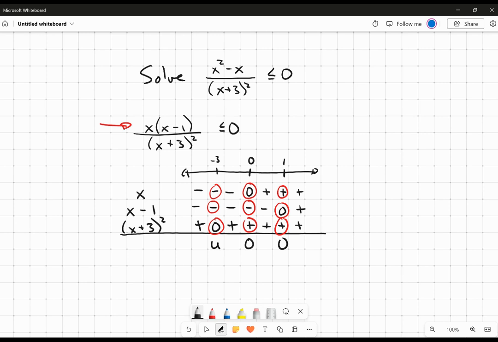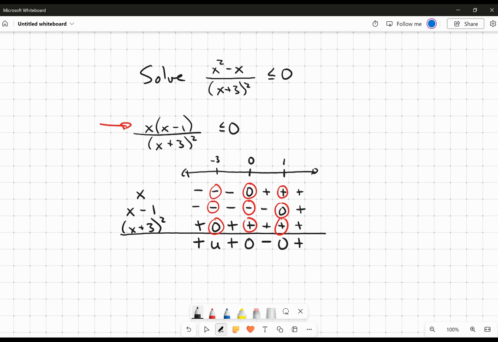Now I investigate the behavior on the intervals in and around these numbers. To the left of negative 3, I've got a negative in the numerator, another negative, and a positive. Put those together, I get a positive. In between negative 3 and 0, I've got a negative times a negative divided by a positive. That is also going to be positive. Between 0 and 1, I've got a positive times a negative divided by a positive, which would be negative. And then to the right of 1, I've got a whole bunch of positives, so the result is going to be positive.